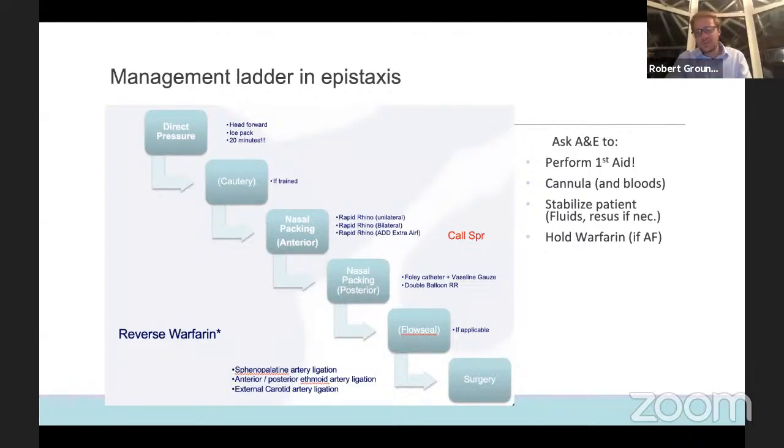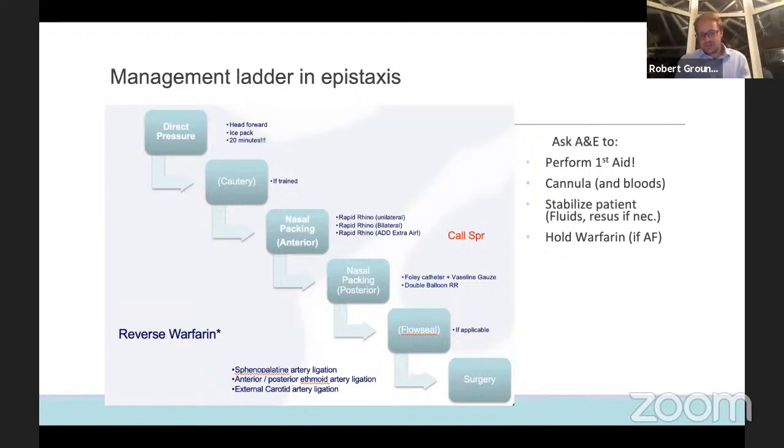There's no evidence for the ice pack at all. I just quite like the idea of giving patients something that they can do themselves at home. You get a bag of peas out and it just makes things feel better. The data is very poor, but the rationale is that cold makes blood vessels vasoconstrict, so if you reduce that, then maybe it would make the nosebleed a bit smaller.